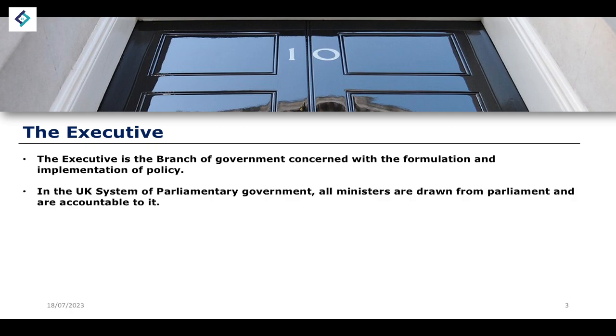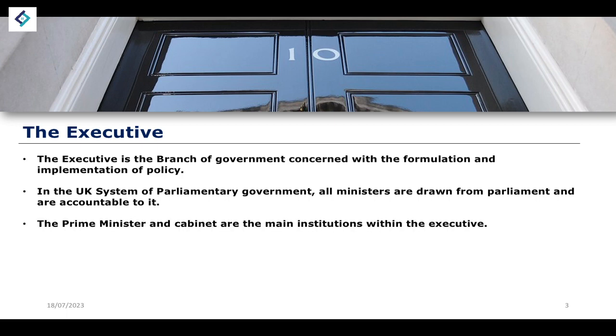In the UK system of parliamentary governance, we see that ministers, i.e. members that form the core body of the executive, are drawn from Parliament and are therefore accountable to Parliament. Now, the Prime Minister and the cabinet are the main institutions within the executive, but this is not to suggest that they are the entire institutions within the executive, because the whole of the civil service represents the entirety of the executive as well.